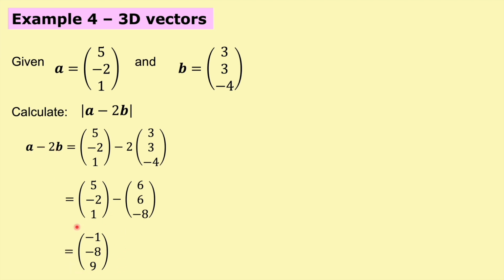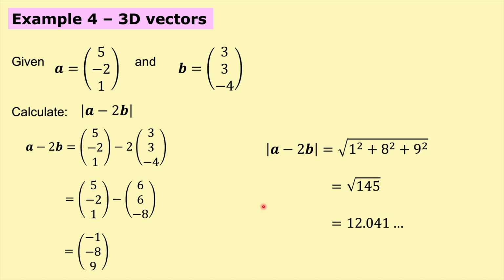We can now calculate the magnitude of this. So the magnitude is the square root of 1 squared, add 8 squared, add 9 squared. Again, forgetting about these negatives because it doesn't make a difference. So 1 squared, add 8 squared, add 9 squared, and get the square root of 145. Then a decimal answer. Again, if you can copy this down.